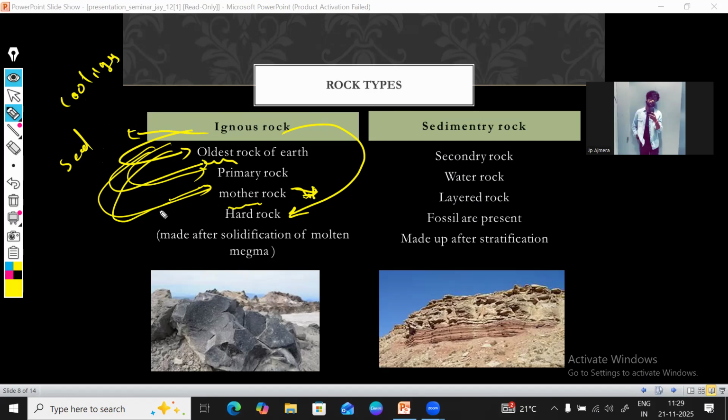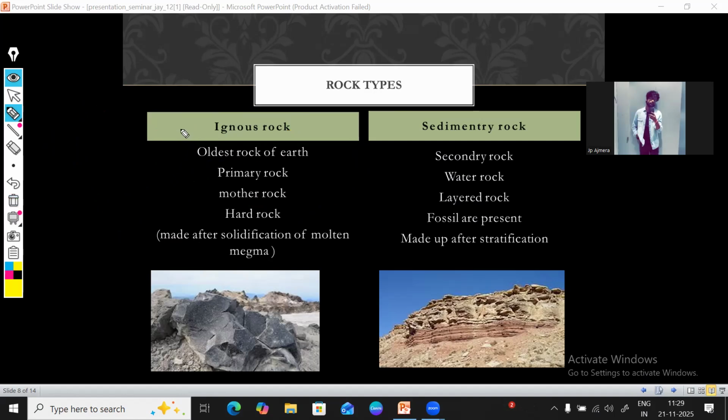It is made after the solidification of molten magma. The cooling and solidification of what material? The material was the molten magma. So the things we learn: the nicknames of igneous rock are the oldest rock of the earth, primary rock, mother rock, and the hardest rock. I hope it's clear to you. Let's move to the second one, that is sedimentary rock.